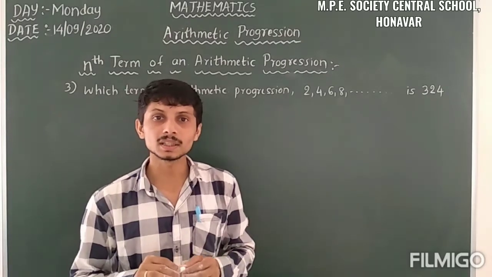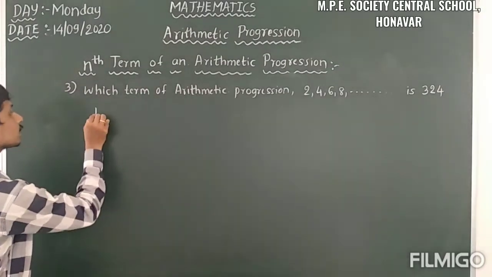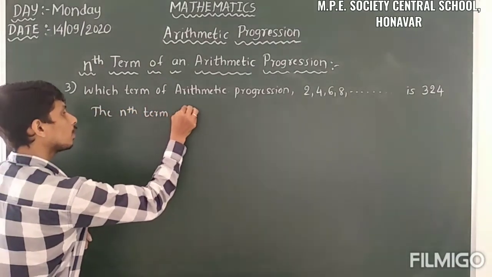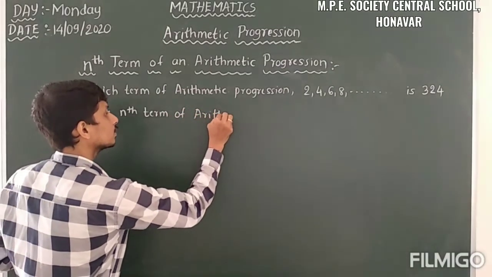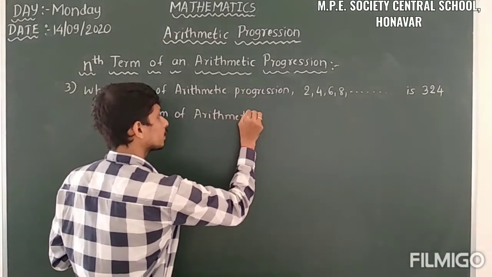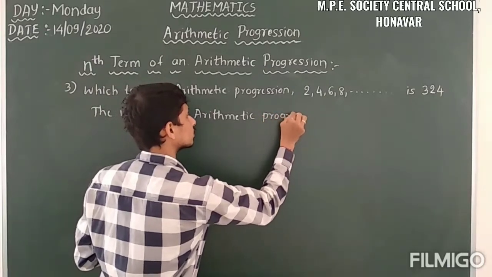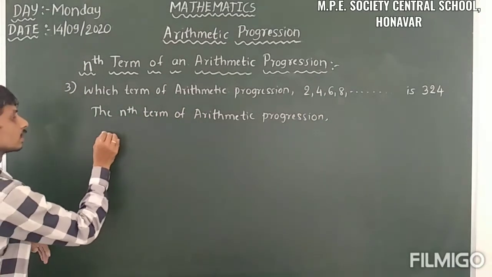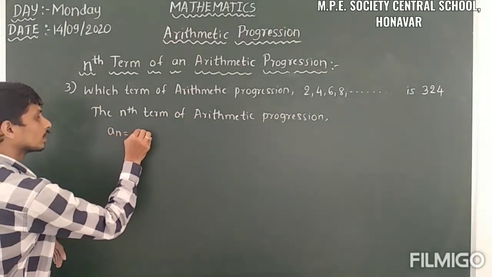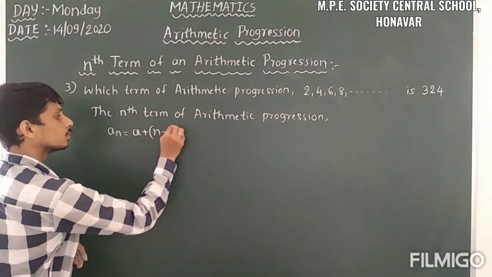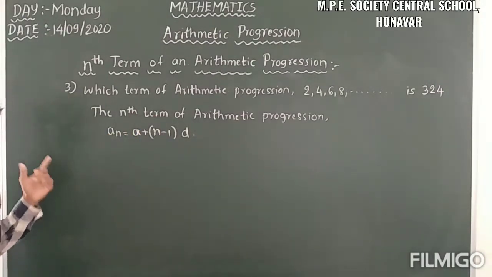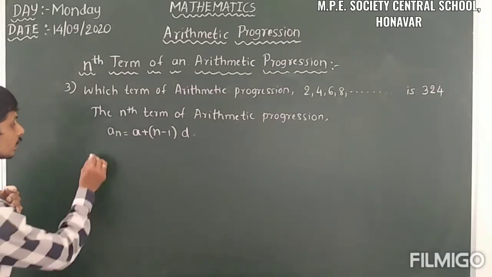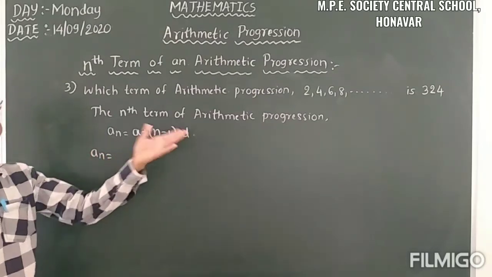Firstly we have to write the formula. The nth term of an arithmetic progression is an is equal to a plus n minus 1 into d. After that we have to write the given terms. What is an equal to? An is equal to 324.